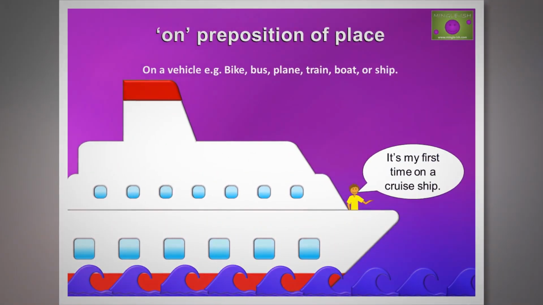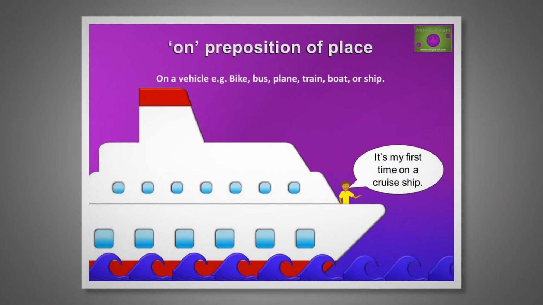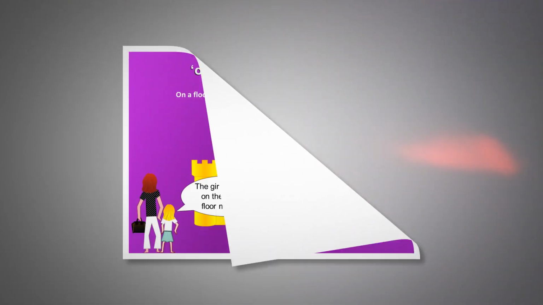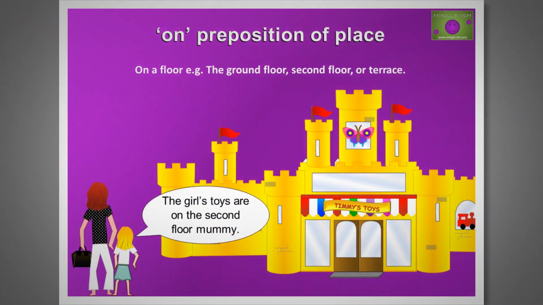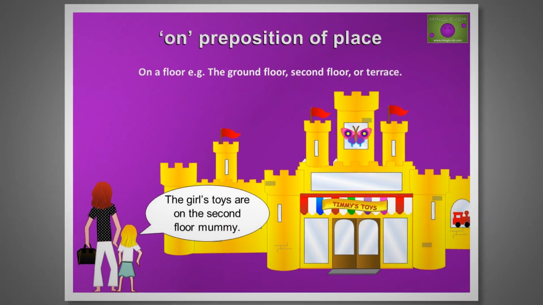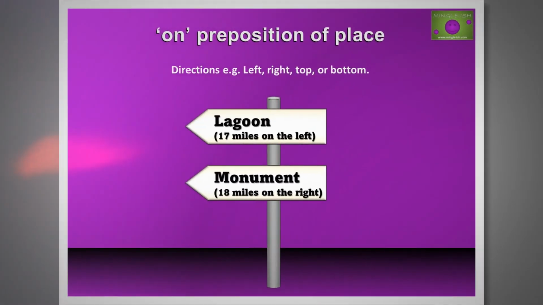On a vehicle, for example, bike, bus, plane, train, boat, or ship. It's my first time on a cruise ship. On a floor, for example, the ground floor, second floor, or terrace. The girls' toys are on the second floor, mummy. For directions like left, right, top, or bottom: the lagoon is 17 miles on the left.